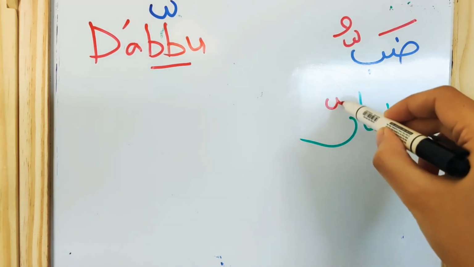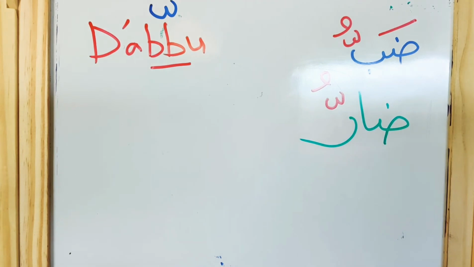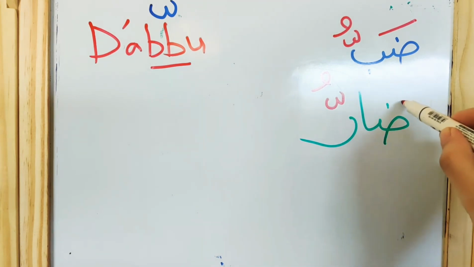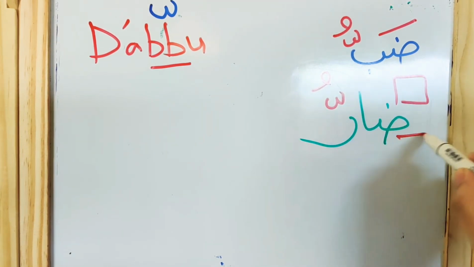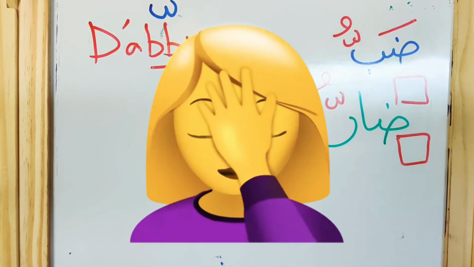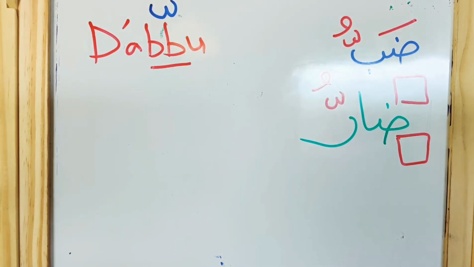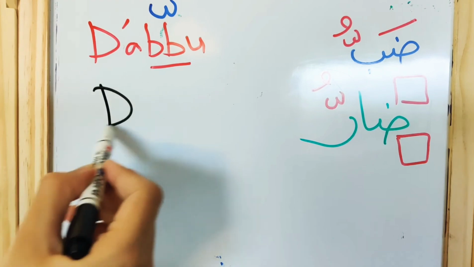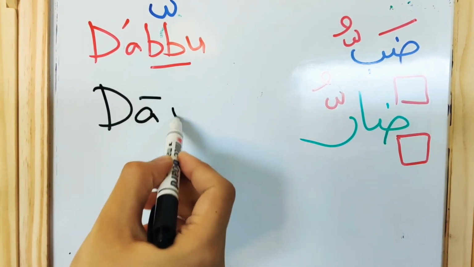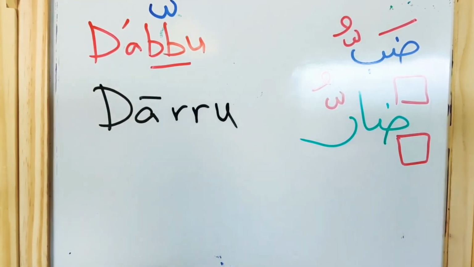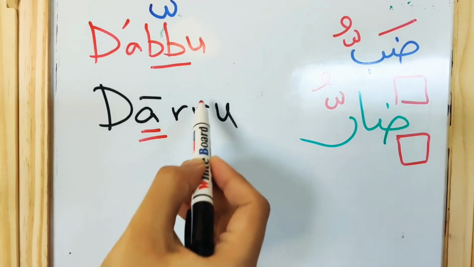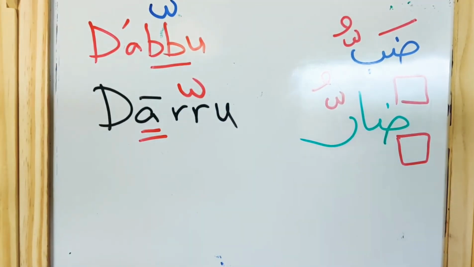Alright, another example. Daru. So the first one, lab means desert alligator. I don't know what that animal is called. And then dar means harmful. It's not useful, it's harmful. Daru. You can see I also put two R's because of the shadda. Two R's because of the shadda.